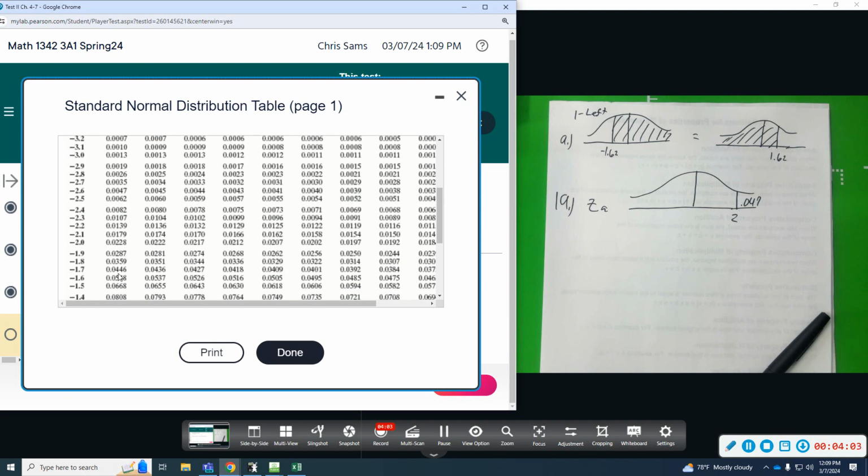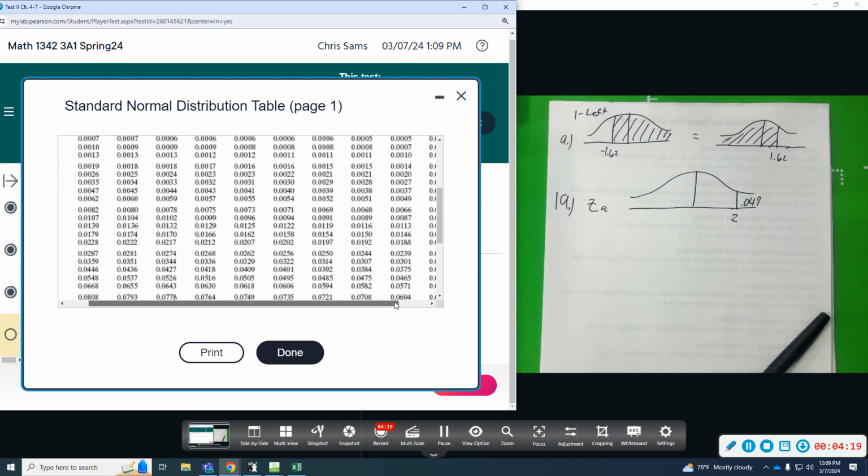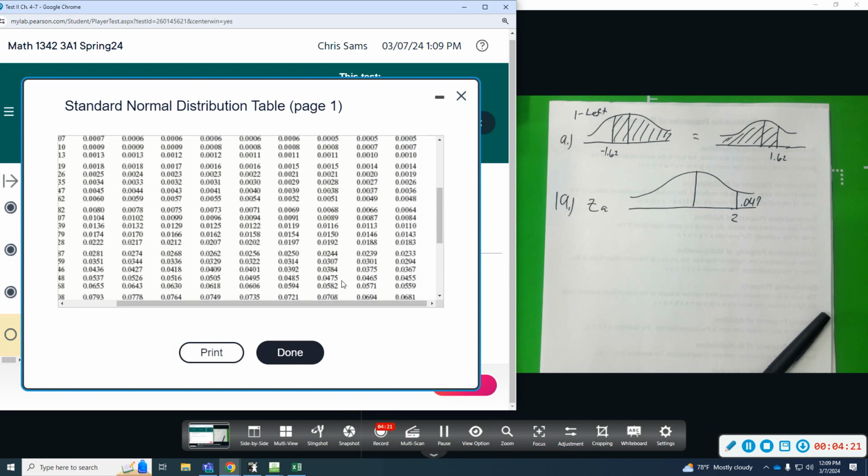0.01, 0.02, 0.03, 0.04, 0.045, 0.047, 0.048, 0.0475. So we got 0.0475, 0.0465. Okay, neither of these is closer. It's right in the middle of these two.